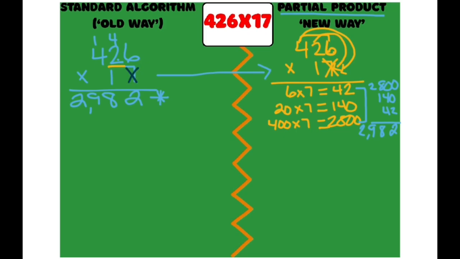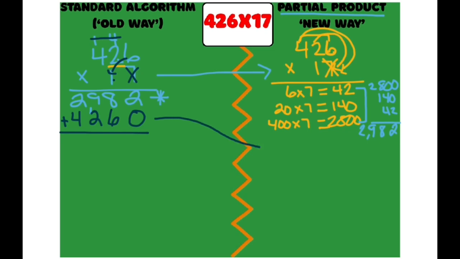So we are finished multiplying everything in the ones place, cross out those regroupings, and now I have my placeholder 0. Now I'm multiplying 6 times 1, which gives me 6. 2 times 1 gives me 2. 4 times 1 gives me 4. Okay?